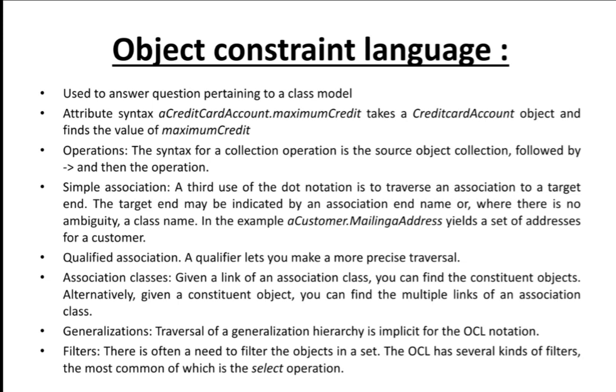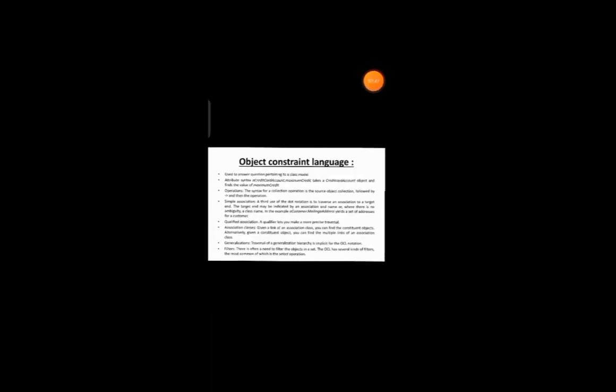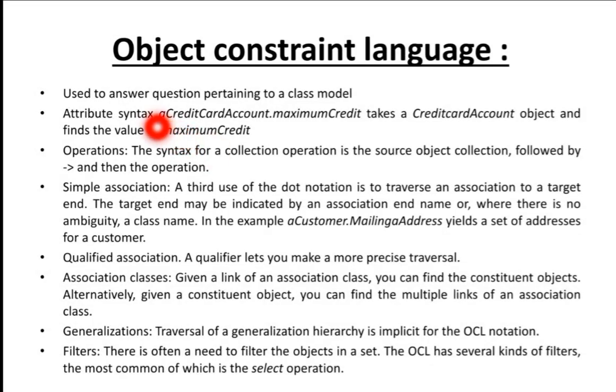See here, the syntax. What is the syntax to write a particular expression using the Object Constraint Language? See, attribute syntax. You can see here credit card account dot maximum credit. This is a simple example. Here I am using the Object Constraint Language, and I have written credit card account dot maximum credit.